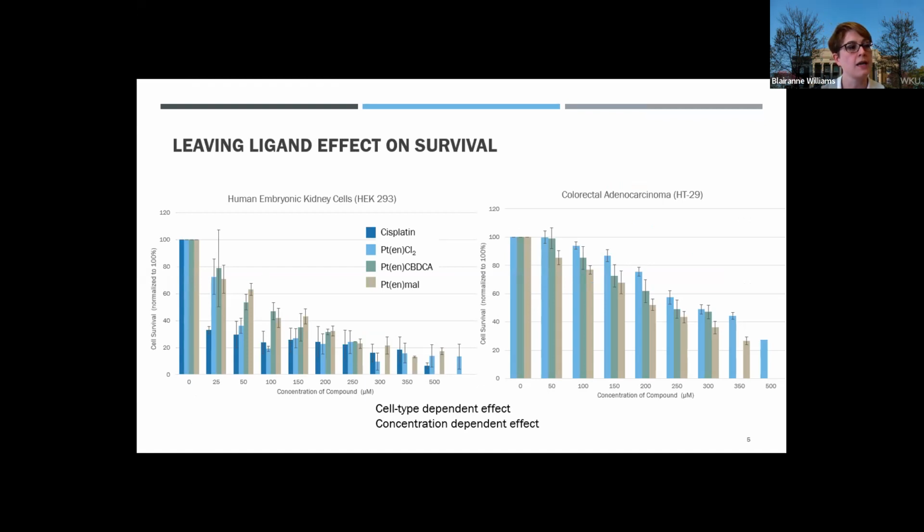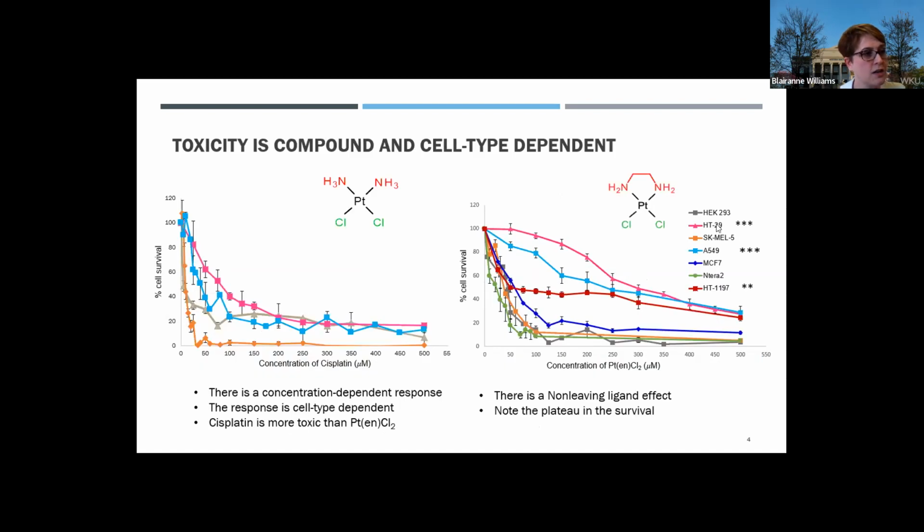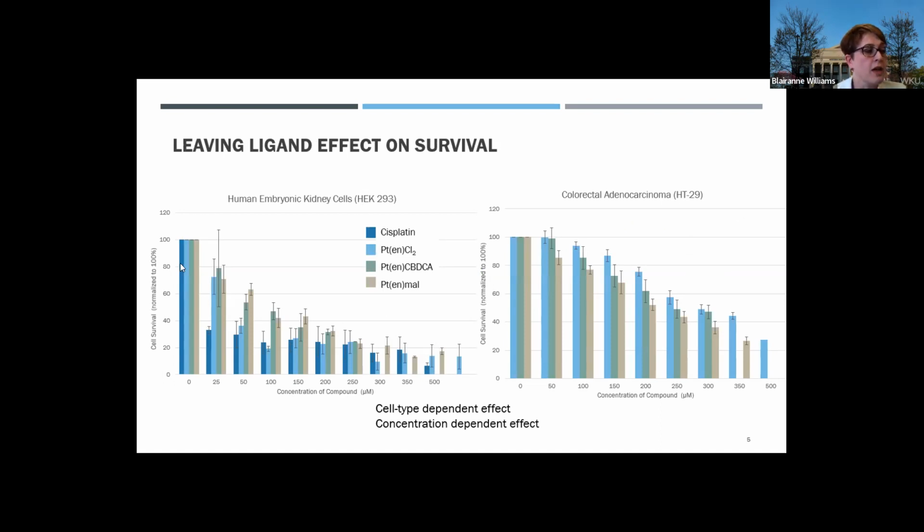Okay, so this slide is basically the same data that you just saw, but we regrouped it. What we're looking at now is, on one graph, one cell type, and on the other graph, a different cell type. This is the data from the 293 human embryonic kidney cells on the left, and on the right is a colorectal carcinoma. So this was the pink line here, and the left graph is the gray line that's kind of buried. We have graphed 4 different compounds together in this slide: cisplatin, the FDA-approved compound, our platinum EN chloride, the CBDCA, and platinum EN mol.